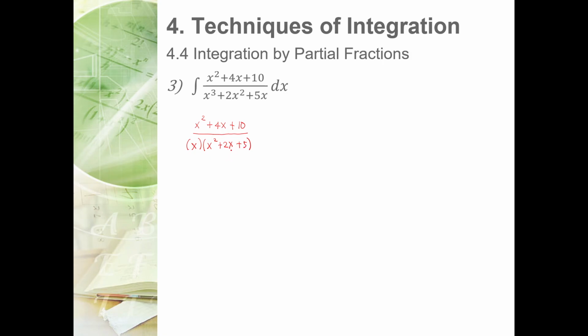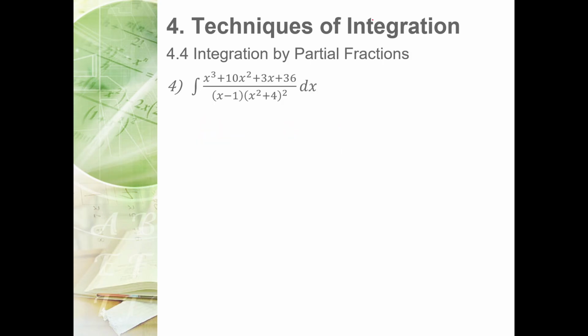So 5 and 1 cannot give you 2x in the middle, right? It will not give you 2x, but it will give you 6x, or negative 4, negative 6. So it would be A over x, then Bx plus C over x squared plus 2x plus 5. So this will be for number 3, if you want to try to answer it on your own later.